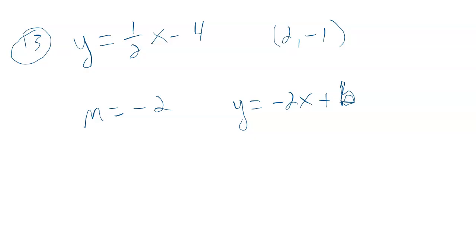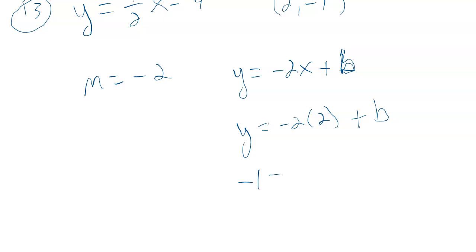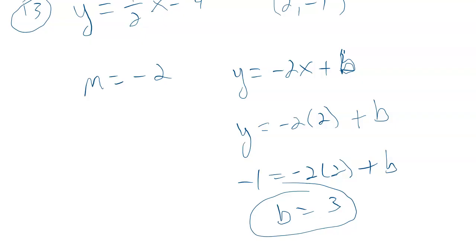All right, plug in the point. Do they give us a point? Yes, plug in the point. So we got y is equal to -2 times 2 plus b. I don't know why I didn't plug in the -1. I get -1 is equal to -2 times 2 plus b. I get b is equal to 3. Y is equal to -2x plus 3. Like triple checking. Looks good. On to 14.